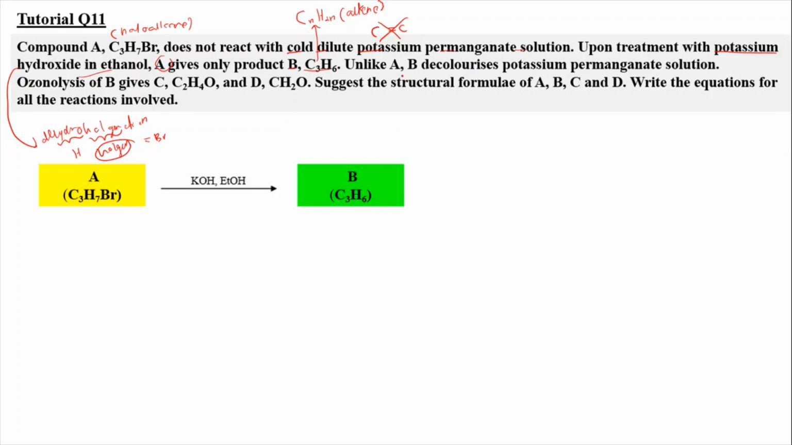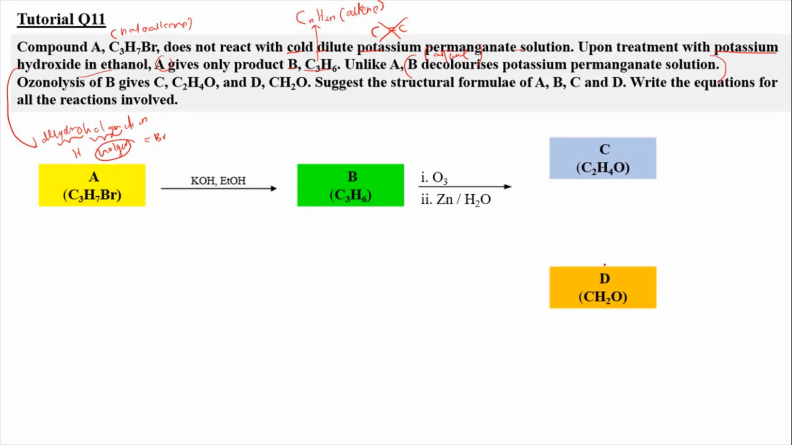Okay, so unlike A, B will decolorize potassium permanganate solution. This unsaturation test shows that B is an alkene. Okay, and ozonolysis of B will give C. This is the ozonolysis condition, which is ozone with zinc and water under acidic conditions, and then B will produce product C, which is C2H4O, and D, which is CH2O.